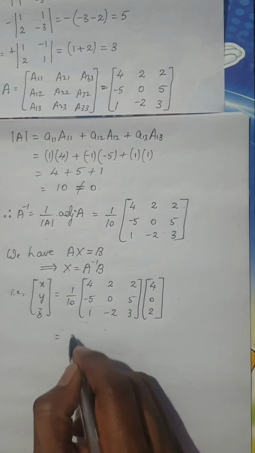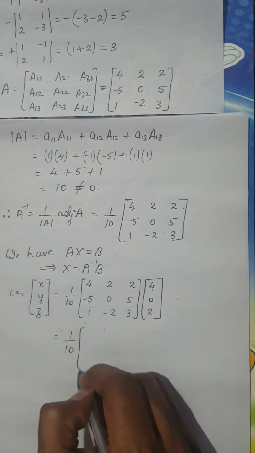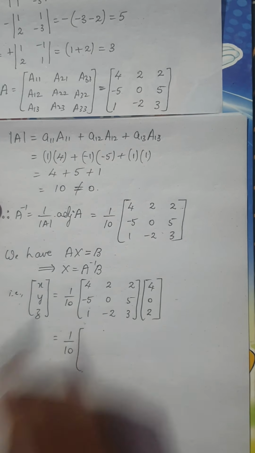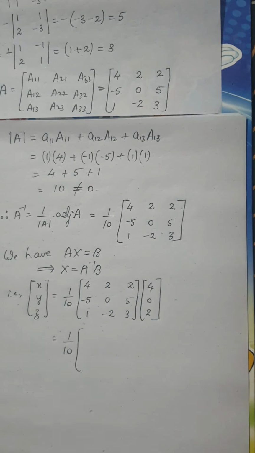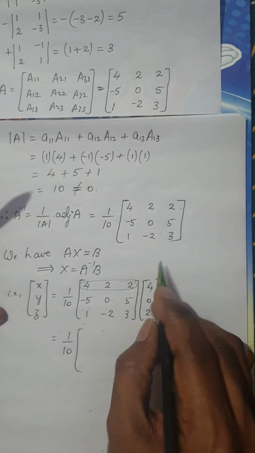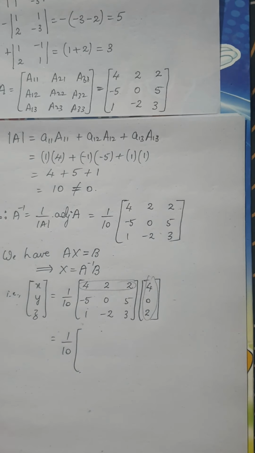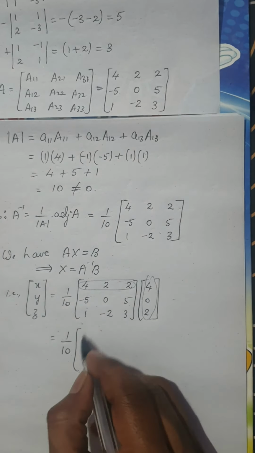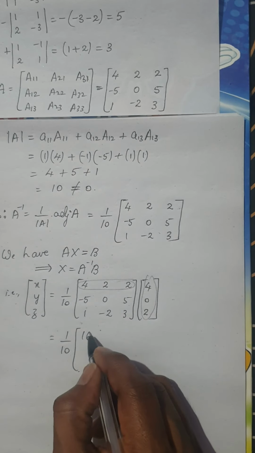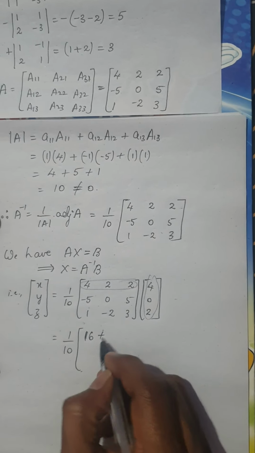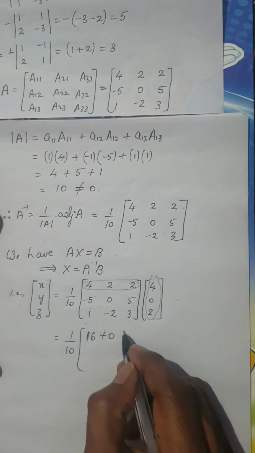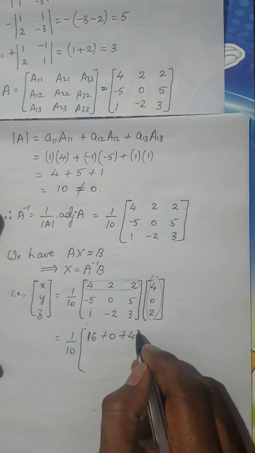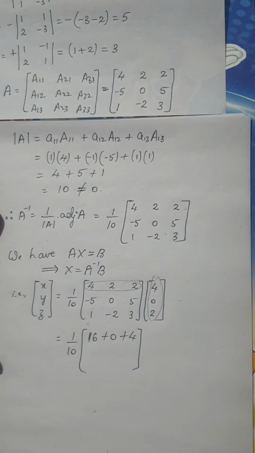This is nothing but 1 by 10 into, please be careful, I am multiplying the first row with the first column. So take the first row, multiply with the first column. Okay, what is it? 4 4s are 16, plus 2 zeros are 0, plus 2 2s are 4. Is it clear? Are you following?